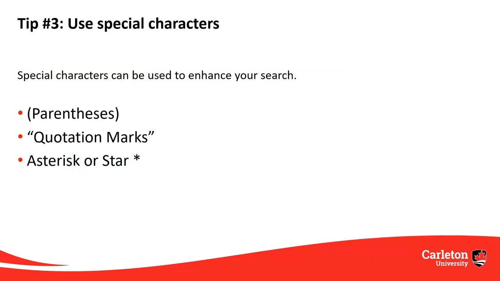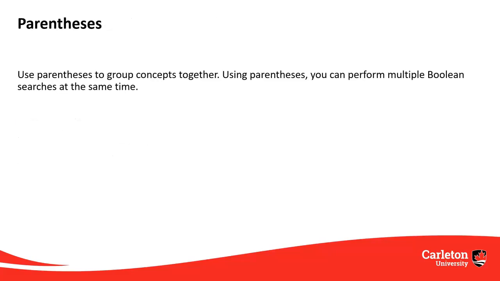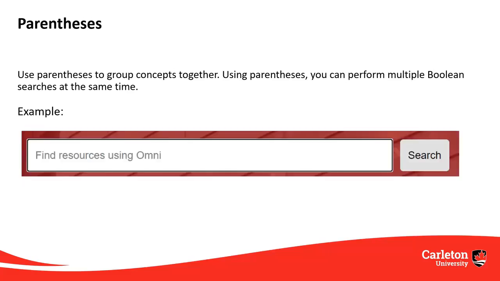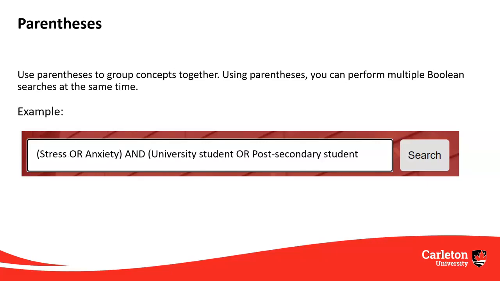Now let's take a look at some of the various special characters that you could use to enhance your search. We'll look at parentheses, quotation marks, as well as the asterisk or the star. We use parentheses to group concepts together. When doing so, you can perform multiple Boolean searches at the same time. You'll notice here that we have stress or anxiety in parentheses, and then we have AND university student or post-secondary student.